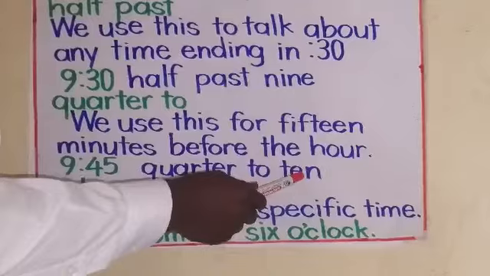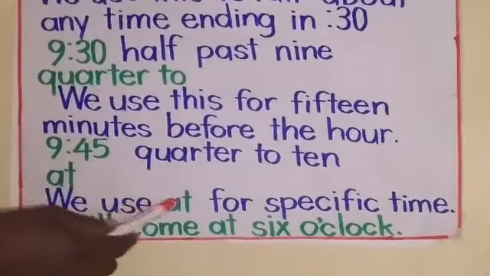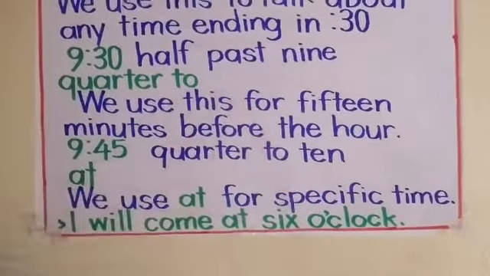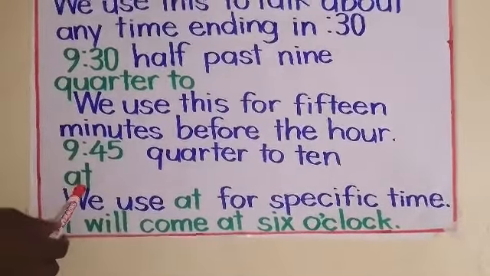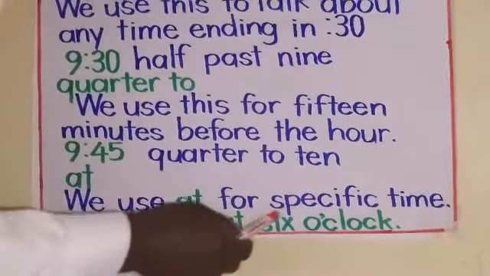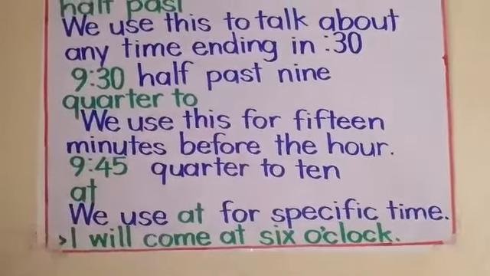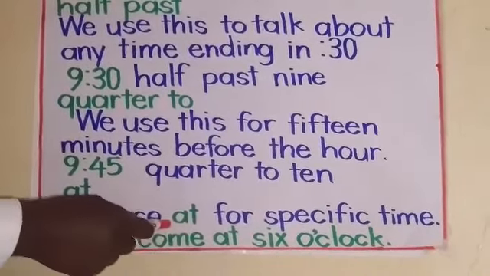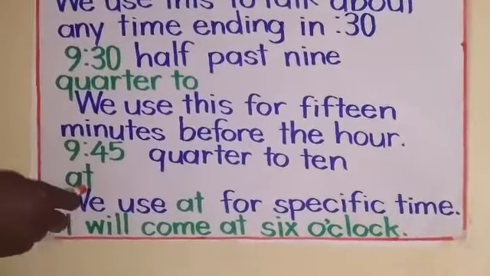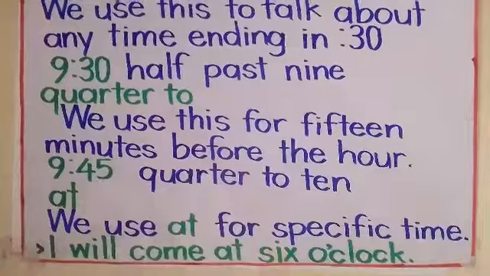And then we use this word at for specific time. When you are talking about specific time, that's when you use the word at. For instance, you may say, I will come at 6 o'clock. I will be there at 10 o'clock. So you use this preposition at for specific time. This is also one of those words that you should remember when you are telling time. Let's look at more.